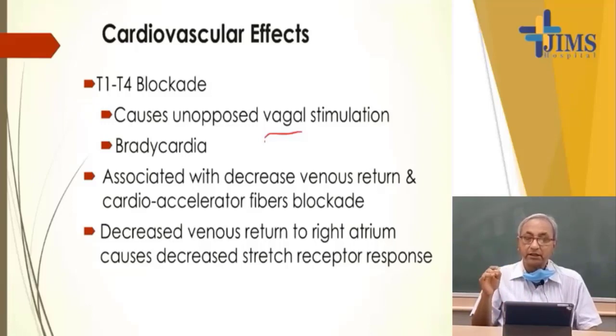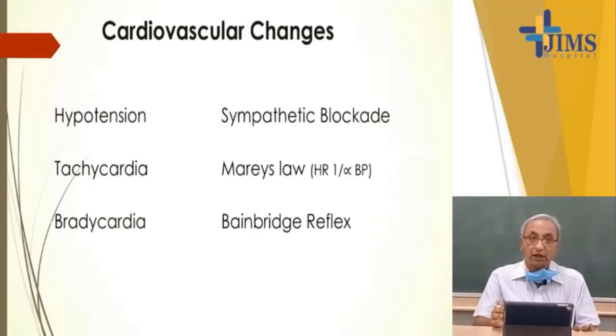If there is bradycardia, along with the venous return being less, this adds to the lowering of blood pressure because the venous return to the right atrium is decreased and the stretch receptor response is also decreased. In short, hypotension is due to sympathetic blockade.